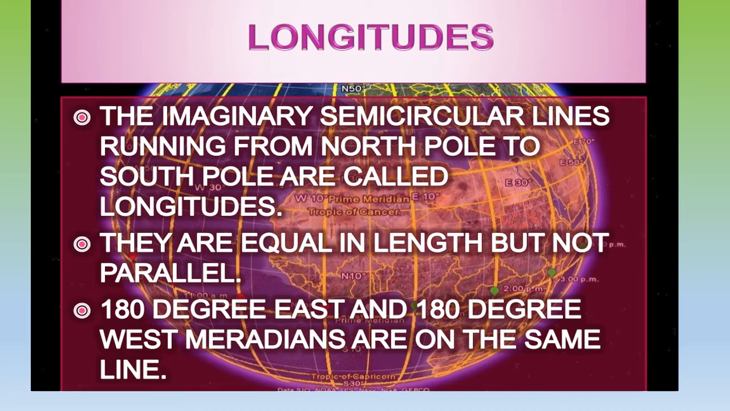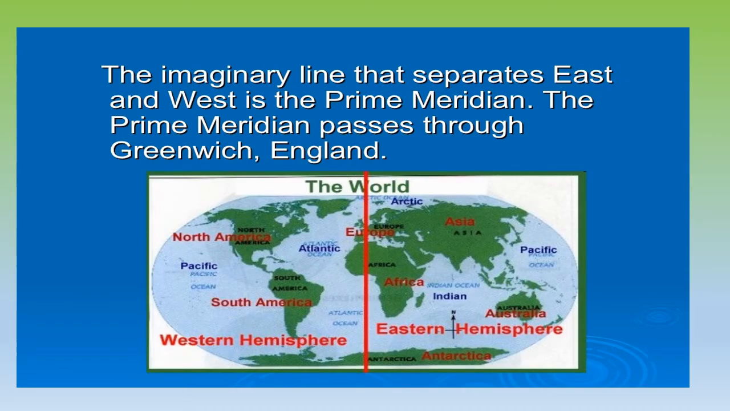These long lines are called longitudes. They run from the North Pole to the South Pole. They are equal in length, but they are not parallel to each other. Latitudes are parallel to each other, while longitudes are not parallel to each other. And the 180 degree east and 180 degree west meridians are on the same line.